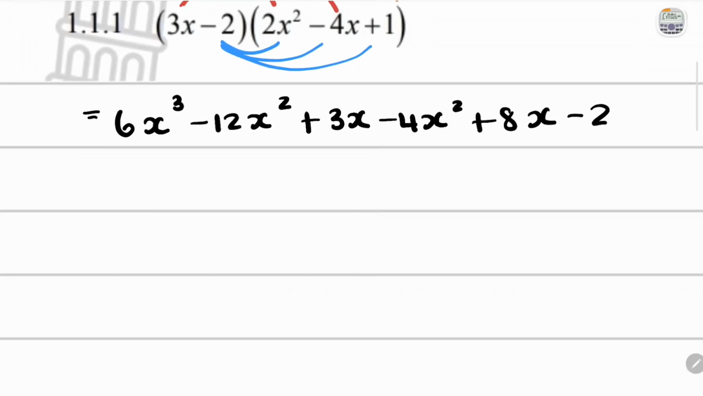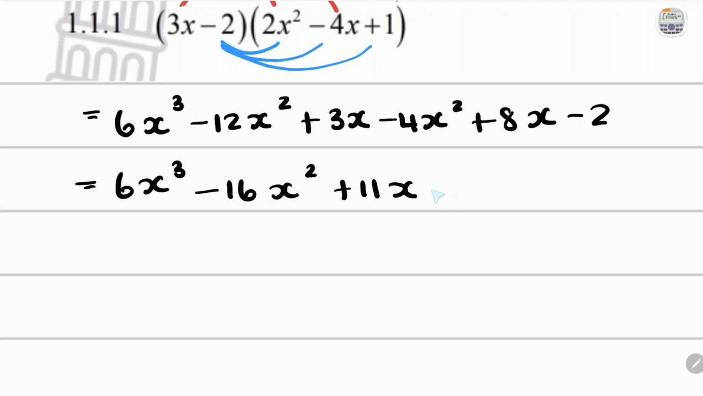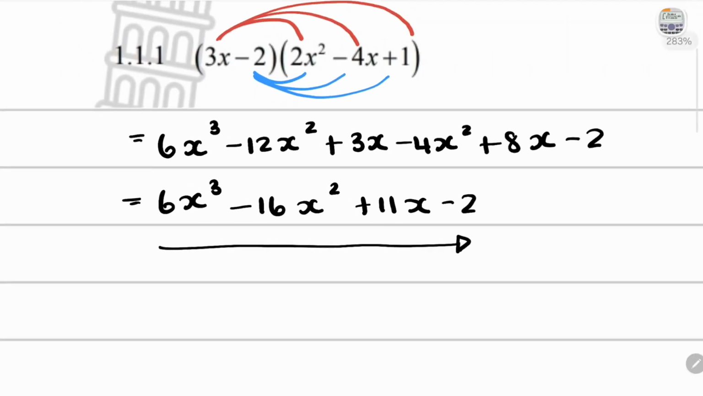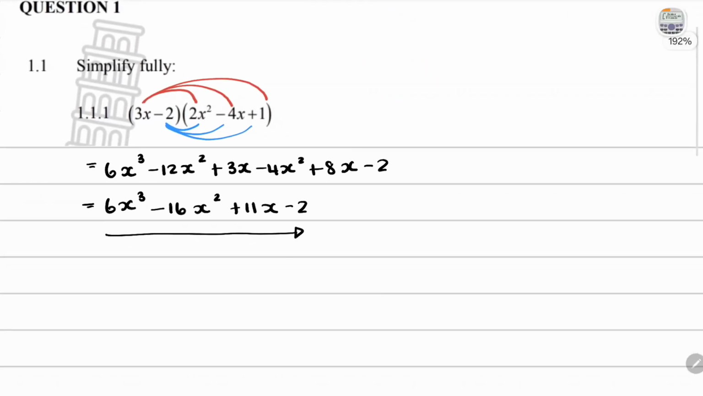Okay, and then we just have to simplify this. So put your like terms together. We have 6x cubed. And then these are like terms, so they go together. Negative 12 minus 4 gives you negative 16, and there's still x squared. Then we have positive 3 plus 8, which gives you 11, so positive 11x. And then just the minus 2 is the only constant, so that's what's left. Okay, so that is our answer. Moving on to the next question.